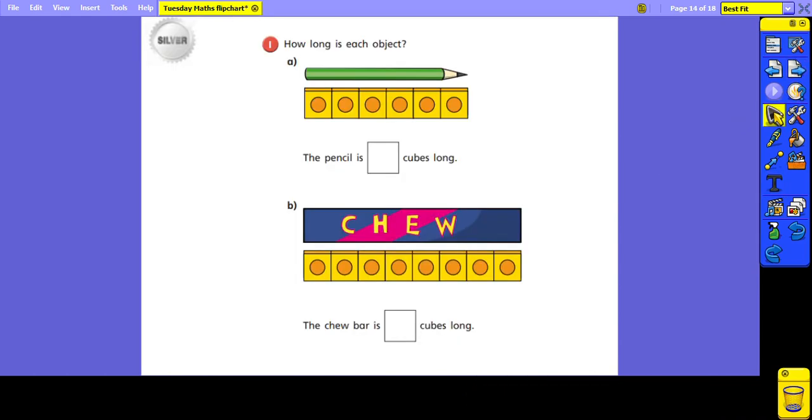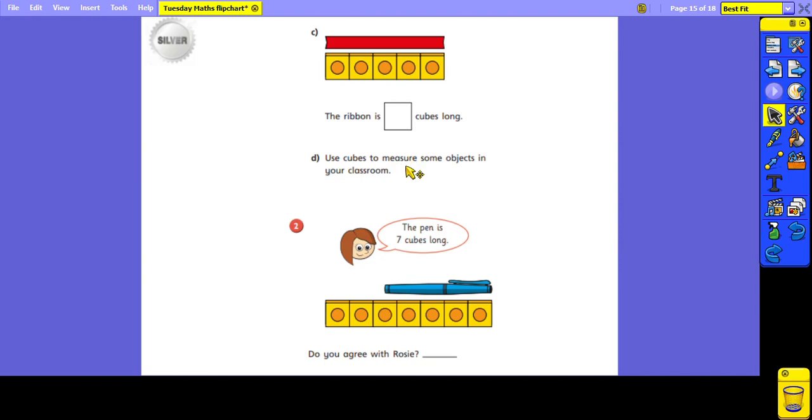Okay, so these are the questions you will be answering today. For silver, you need to measure how long each of the objects is using cubes. You can ignore question D if you are working from home. And question 2 is a reasoning question. Rosie thinks the pen is 7 cubes long. You need to say yes or no as to whether you agree with Rosie, and then you could perhaps write a sentence to explain how you know.